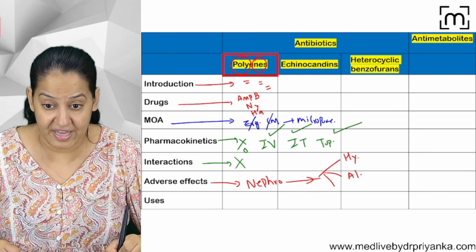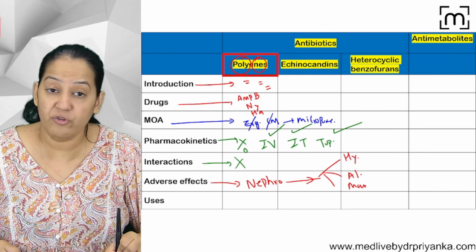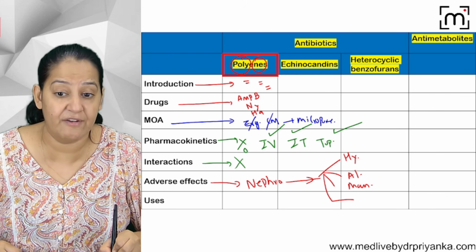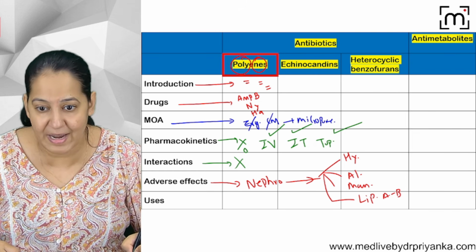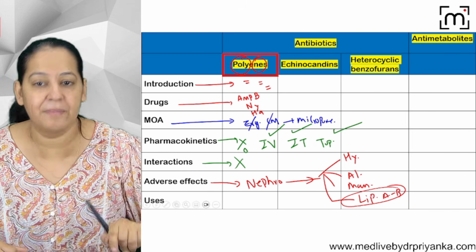Okay, alternative therapy, or we can give mannitol infusion before and after amphotericin B infusion, and most importantly we can use liposomal amphotericin B instead of plain amphotericin B. That is causing minimum side effects.